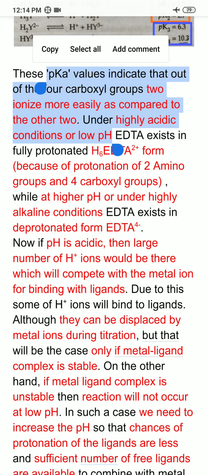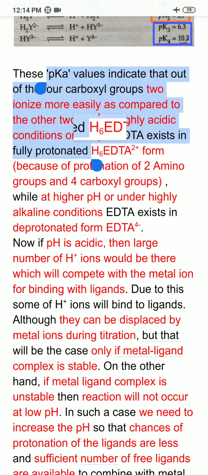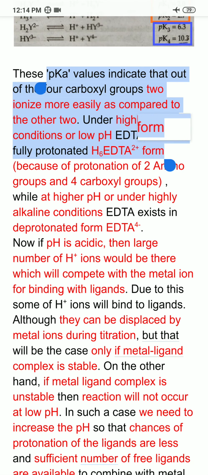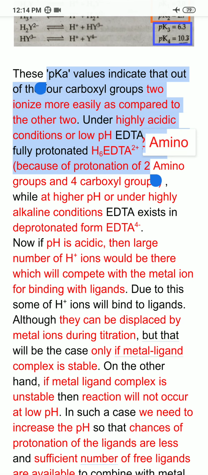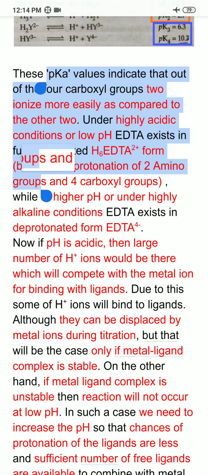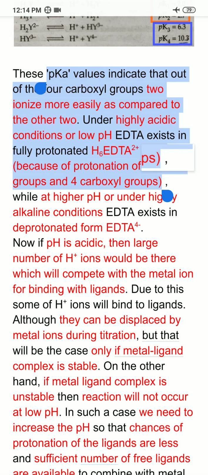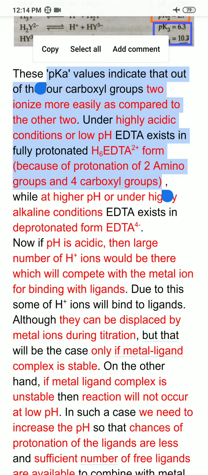So I can say that in acidic medium or at low pH, EDTA will exist in fully protonated form, H6EDTA 2+. And why will this be formed? Because of protonation of 2 amino groups and 4 carboxyl groups.